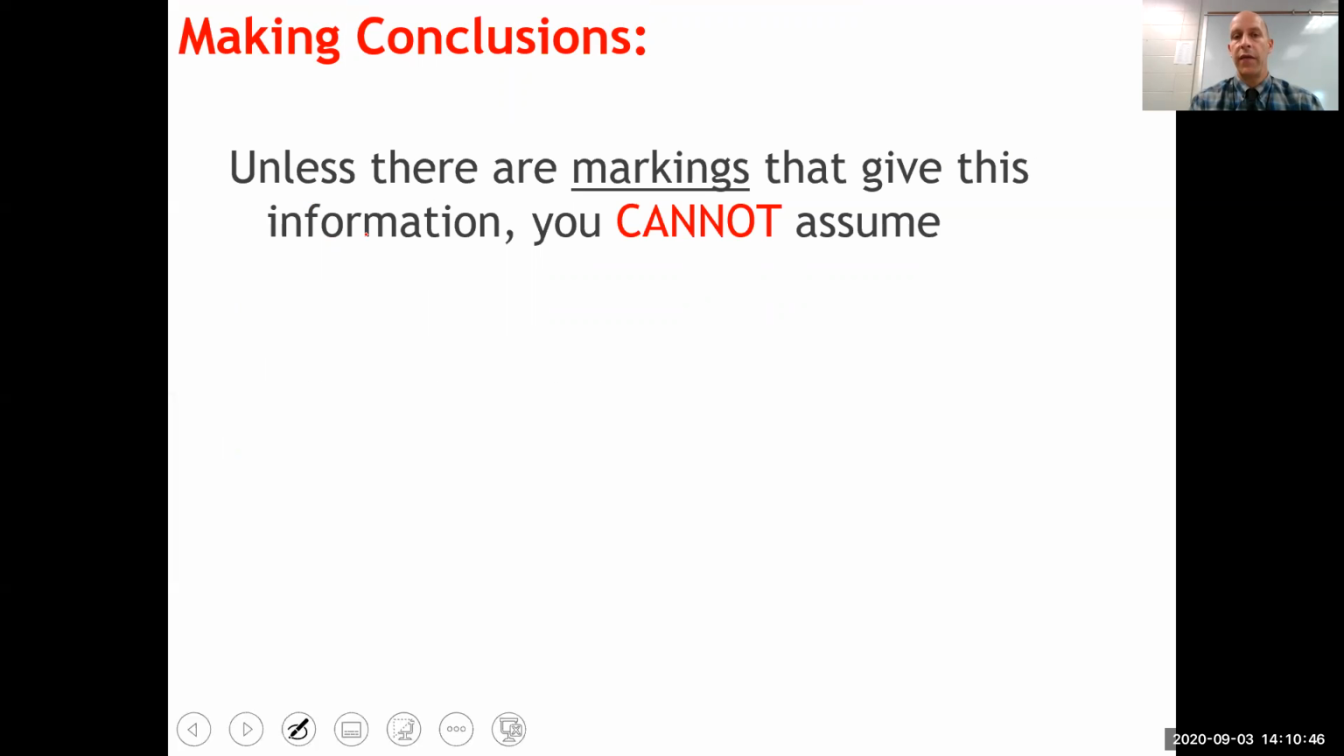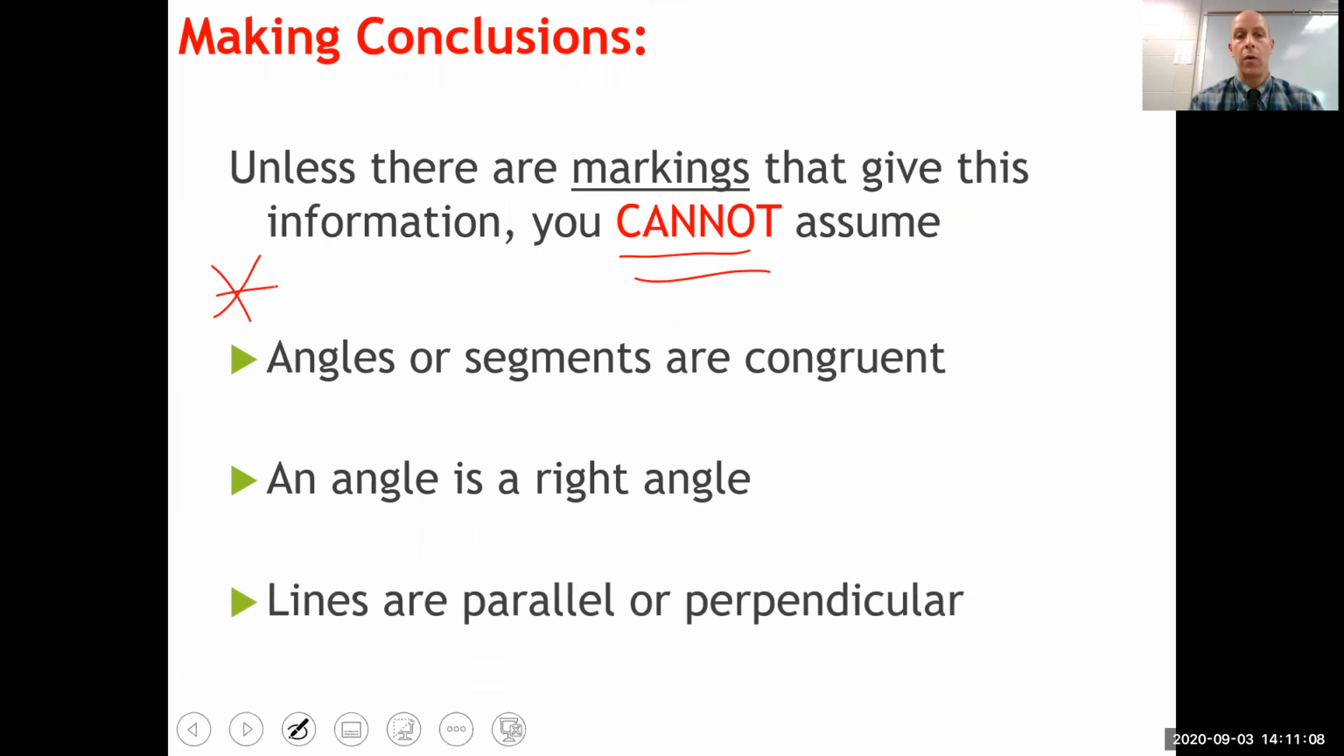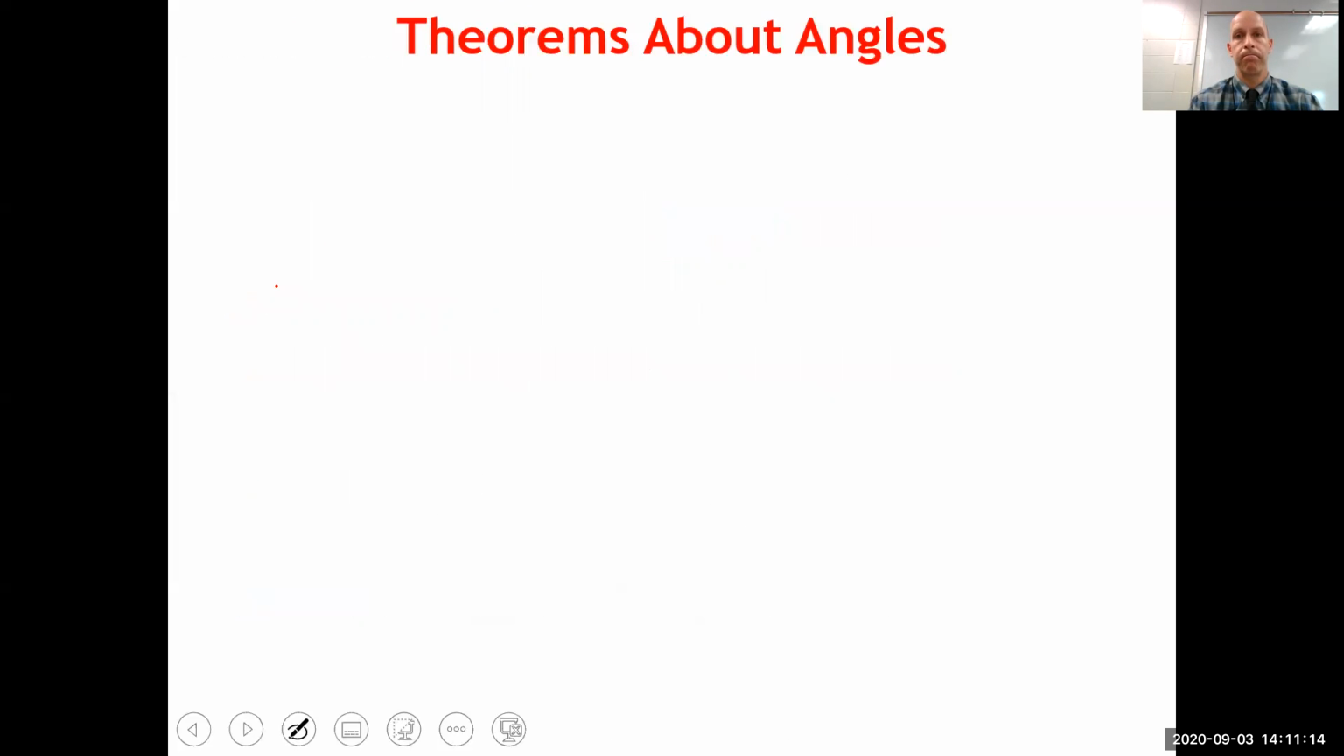Unless the markings give you this information, you cannot assume it. This is what I really want you to emphasize: these are the ones you cannot assume. You cannot assume that angles or segments are congruent. If they look like they're congruent, they might be congruent, but you cannot assume that they are. You cannot assume an angle is a right angle unless it has that little box shape. You also cannot assume that lines are parallel or perpendicular without some sort of extra notation or markings.